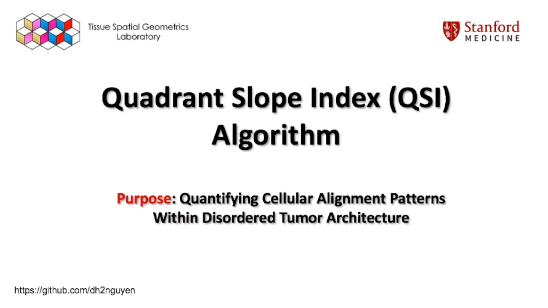The first algorithm that I'll talk about today is called the Quadrant Slope Index, or QSI algorithm. The purpose of this algorithm is to quantify cellular alignment patterns within a disordered tumor architecture, for us to further subclassify a tumor beyond its general histopathological designation.